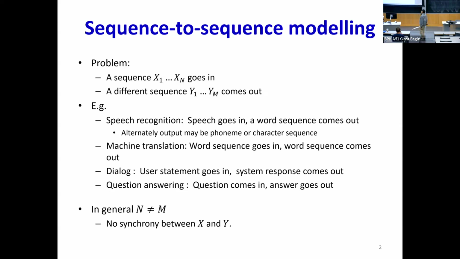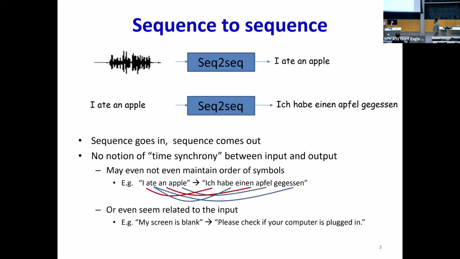So examples like speech recognition. Speech goes in, a word sequence comes out. Machine translation. One word sequence goes in, another word sequence comes out. Or dialogue systems. You say something, the system responds with something else, and there's no direct correspondence between your query and the response. The query could be long and the response could be short, or vice versa, right? Question answering, and so on. So there's no assumption of any kind of synchrony.